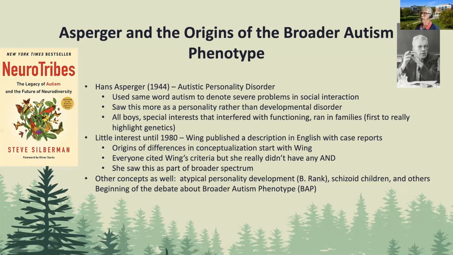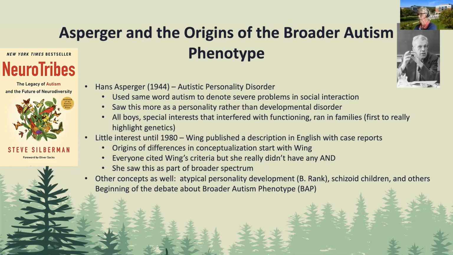A year after Kanner published, Hans Asperger, who you see on the right, was a medical student at the time in Vienna. He wrote a paper on boys who had trouble joining social groups. He called this autistic personality disorder. He used the same word, autism. He talked about this more as a personality trait rather than a developmental disorder. These are boys who came to diagnosis much later, actually. They all had special interests that interfered with functioning, both their functioning in terms of learning, but also in the family's quality of life. He also was really the person who highlighted genetics. He talked about similar problems in fathers.